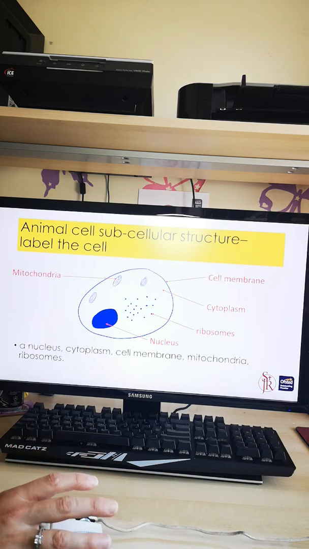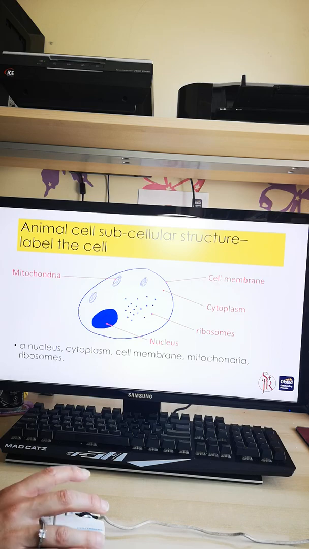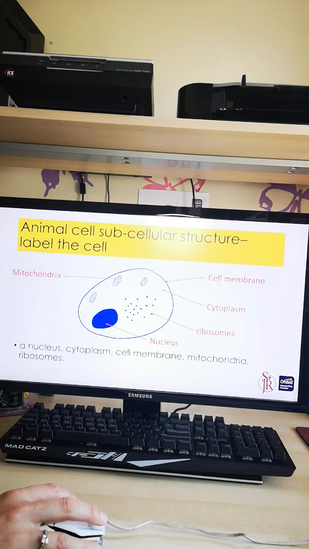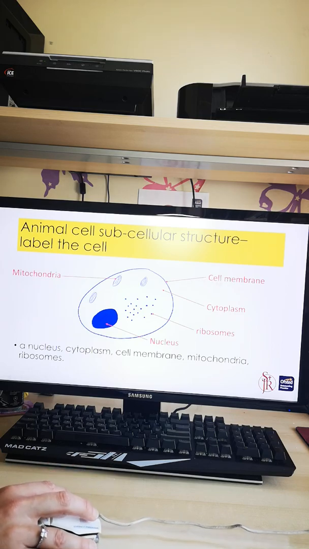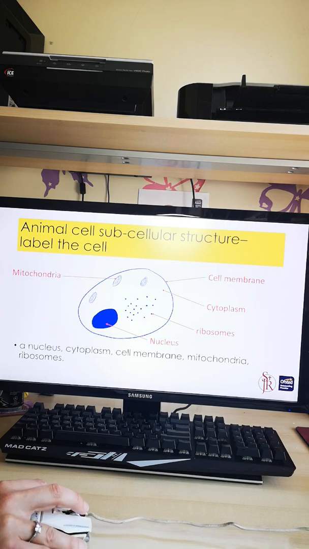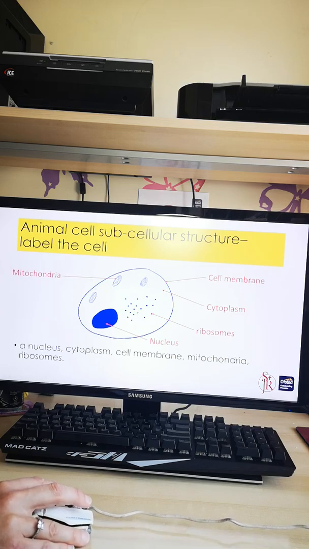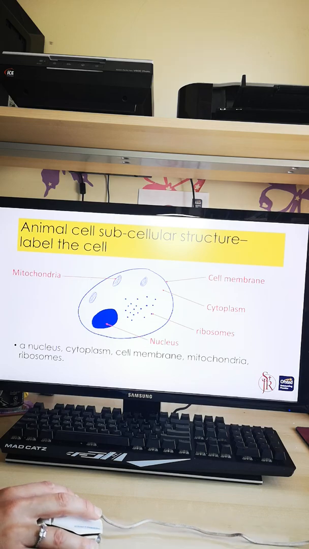We will need to know some of these structures in terms of their functions as well. So a bit of a recap. Can you remember the function of each of these labelled structures? So we're going to go through each one.